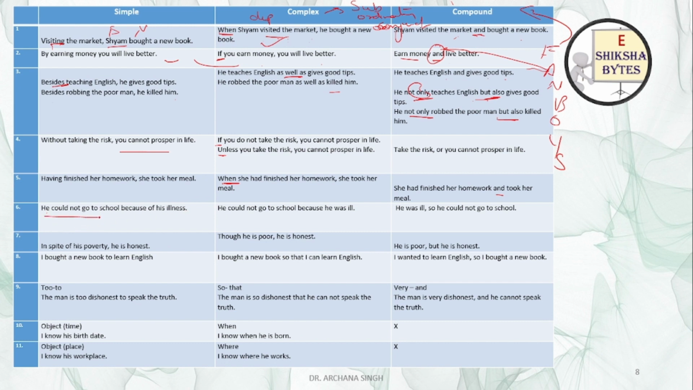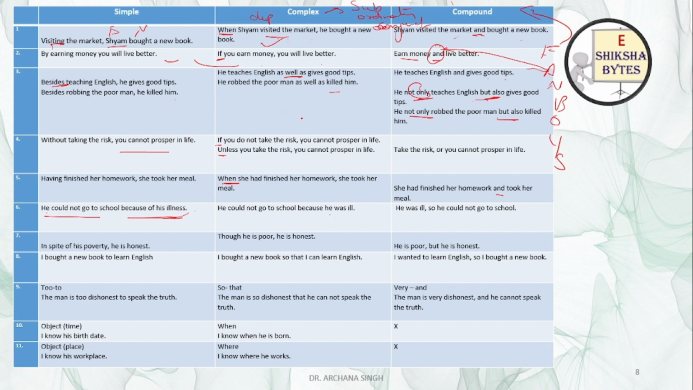This is a simple sentence. Now, how to make it complex? He could not go to school because he was ill. This illness is not your like, don't get confused. Because of his illness is another form of a sentence. No, it is simple only.